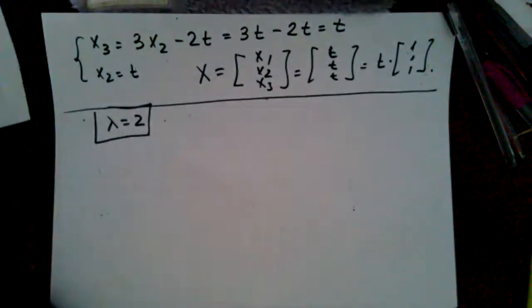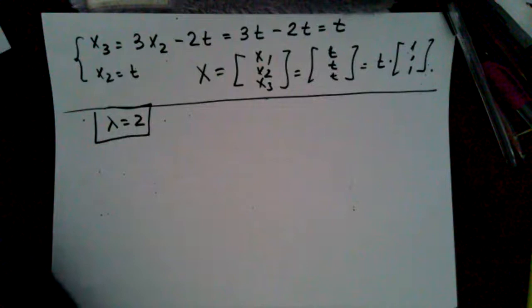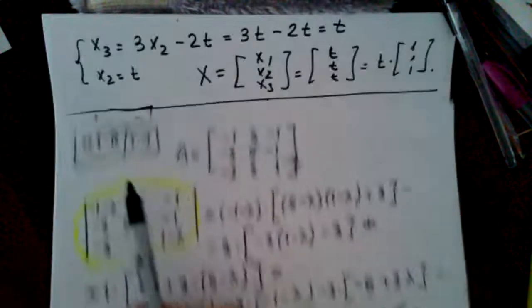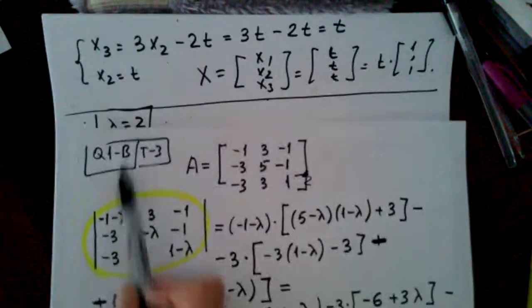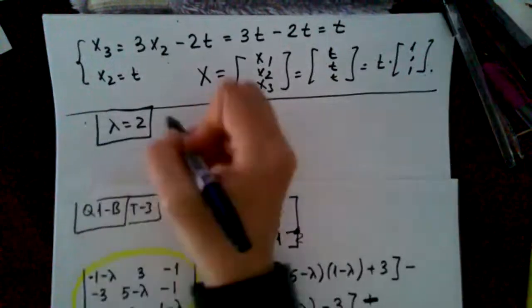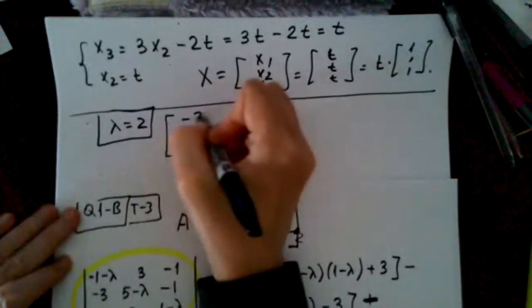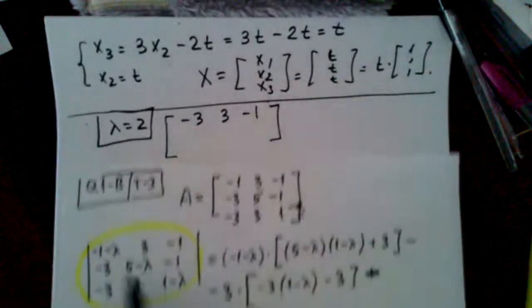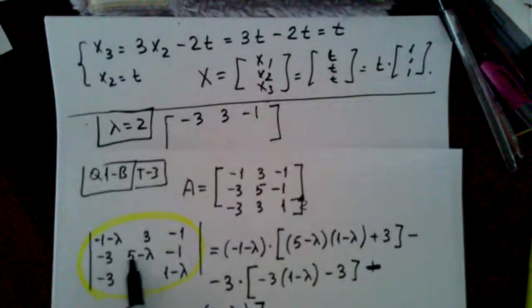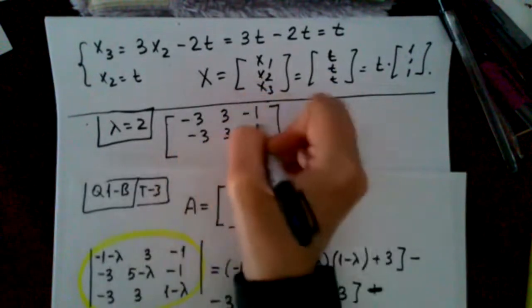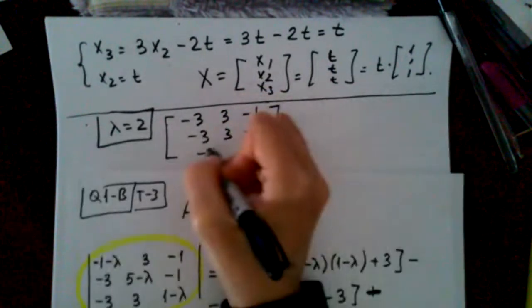Okay, so what do we need to do to calculate this eigenvector? The same procedure, of course. Let's get back to this yellow matrix with lambdas. We need to substitute lambda with 2. So -1 minus 2 will be -3, -3, 3 minus 1. This is going to be my first row. Okay, 2 here, -3, 3 minus 1. -3, 3 minus 1. And the last row is the same.